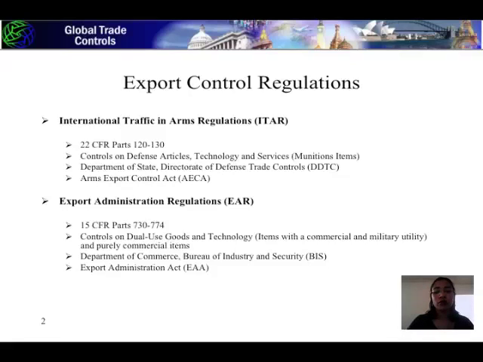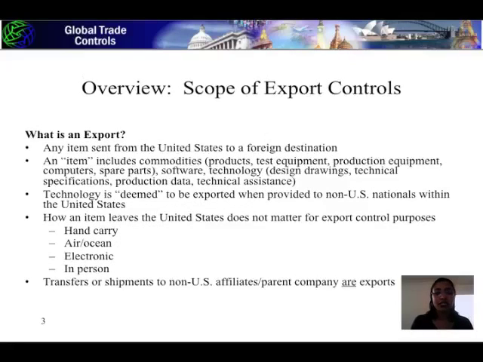Let's go over what an export is. This may seem like a mundane question or definition to go over, but most people consider an export to be simply a product, a tangible good. However, for U.S. export controls, this can also include technical data, and that can be in the form of design drawings, technical specification, production data, technical assistance that you may be giving a foreign country. This is considered a deemed export, if you will.